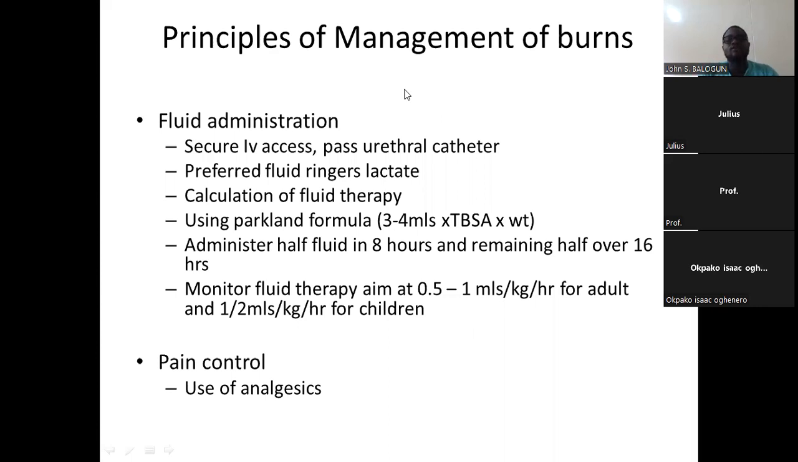Okay. Now, how do you calculate the total burn surface area? If there's a patient with burns, for you to calculate the fluid the patient needs, you need to know the total burn surface area. I mean, the part of the patient's body that is burnt in relation to the entire patient body.